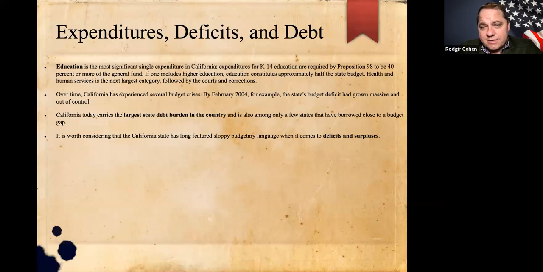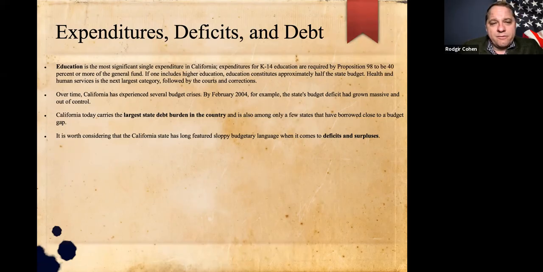Education is the most significant single expenditure in California, with K through 14, including community college, required under Proposition 98 to be 40% or more of the general fund. If one includes higher education, it constitutes approximately half the state budget. Health and human services is the next largest category, followed by the courts and corrections.